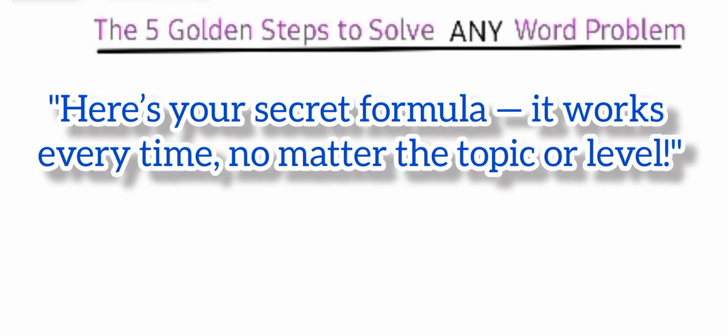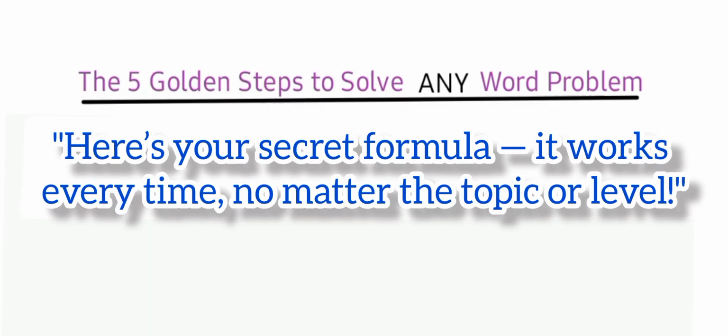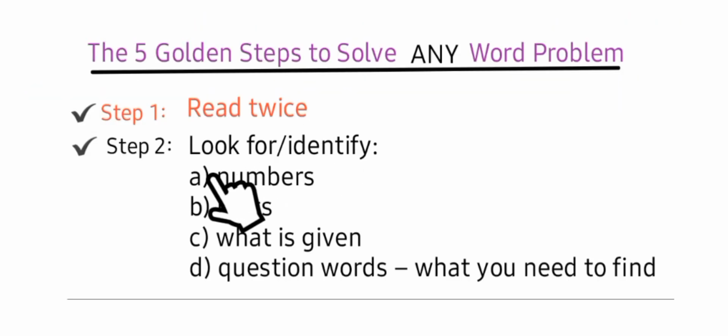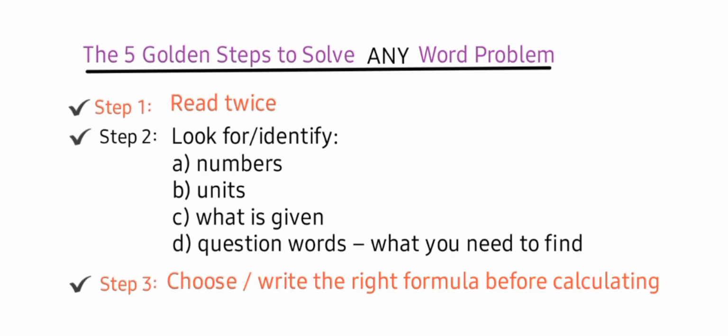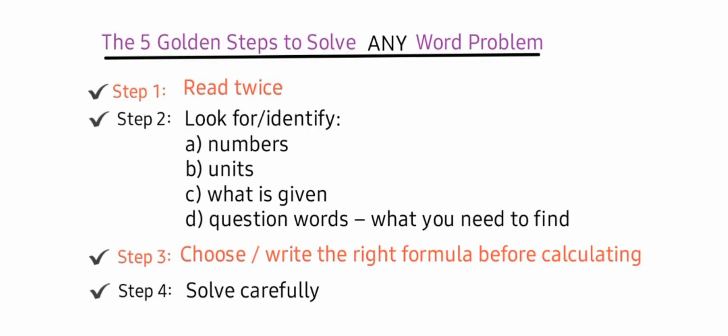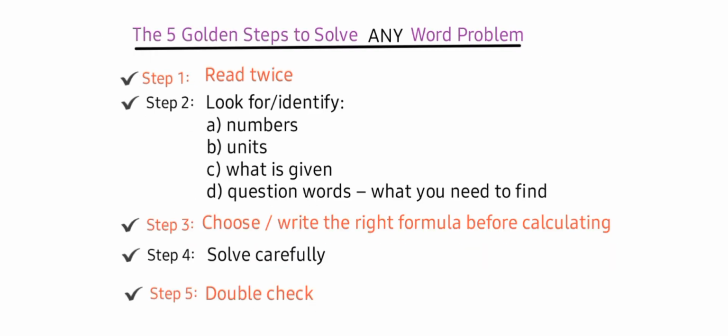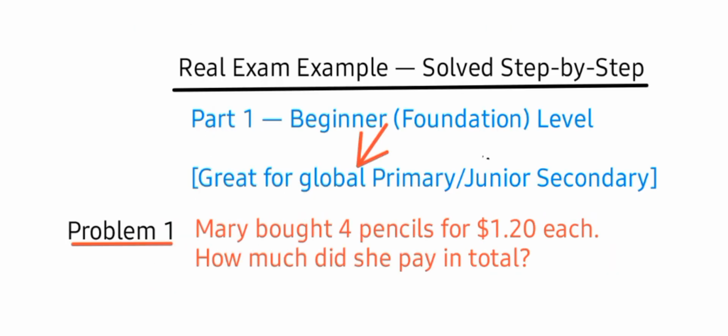Here is your secret formula. It works every time, no matter the topic or level. Once a word problem is given, step 1 is to read twice. Step 2 is to identify numbers, identify units, look for what is given, and also identify question words, like what you need to find. The third step is to choose or write the right formula before calculating. Fourth step is to solve carefully. Lastly, you double check. Let's look at real exam examples solved step by step.